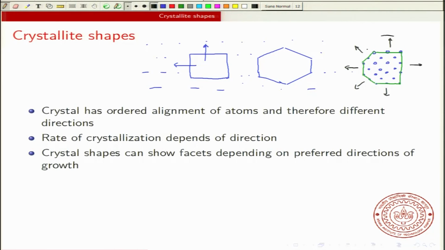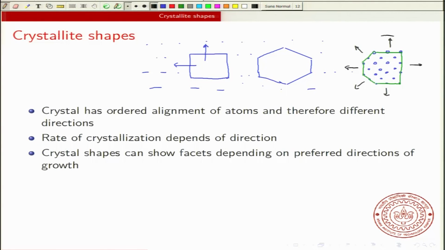And now the question is, if this piece of crystal is lying inside a liquid, then atoms will deposit on all sides, but there will be certain preferred phases in which the atoms will deposit faster. So, they might prefer to deposit on this phase, and so certain directions of the crystal will grow faster than certain other directions. So, in other words, the rate of crystallization depends on the direction. The crystallization might be faster along one direction and slower along the other direction.